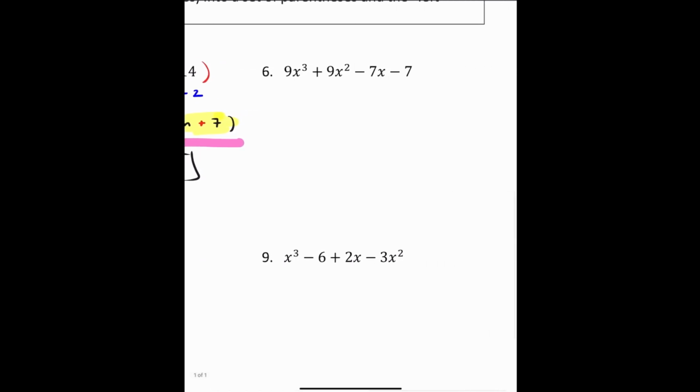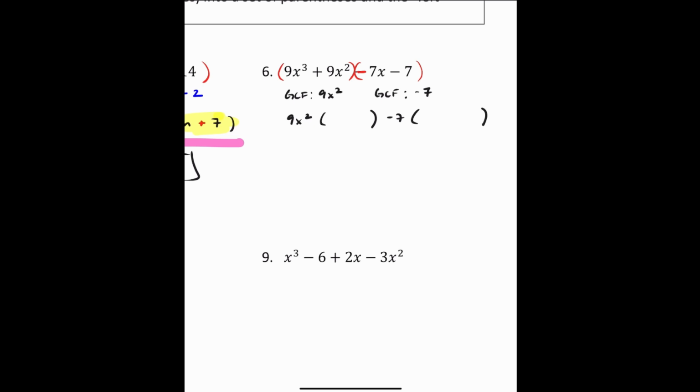Number 6, 9x cubed plus 9x squared minus 7x minus 7. So we'll group the first two terms and the last two terms. The GCF is 9x squared for this first group, and for the second group, the GCF is, there's a negative, right? So the GCF should be a negative something, so it would be -7. So we have 9x squared and -7.